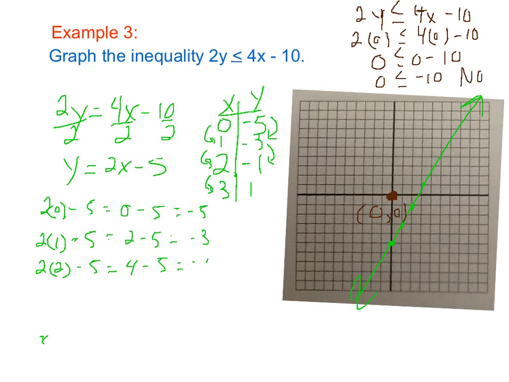No. So what that means is, since that point is not a solution, we can't include it, we can't shade that way. So we're going to shade the other half of the inequality, and it looks something like this.